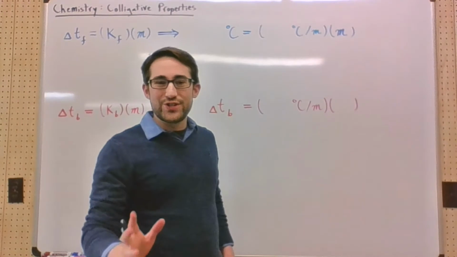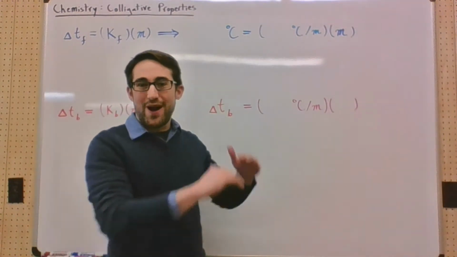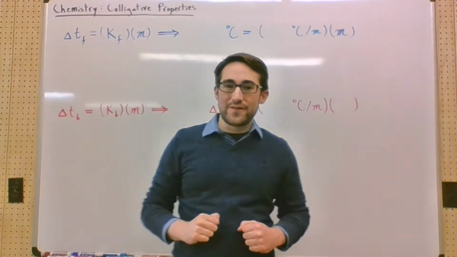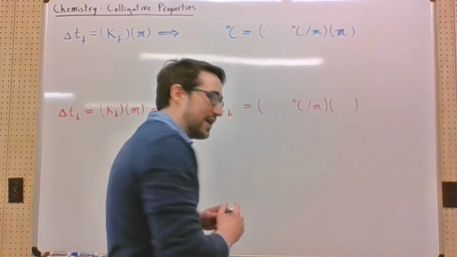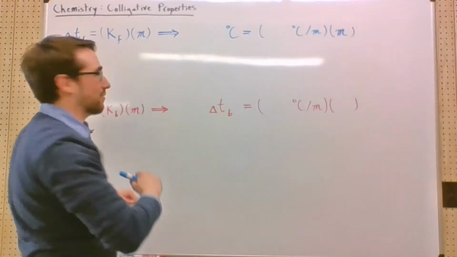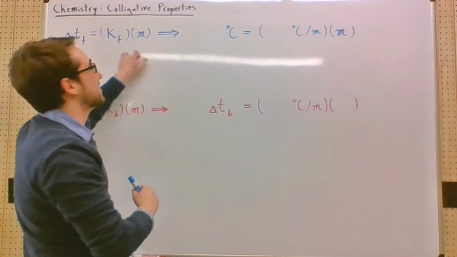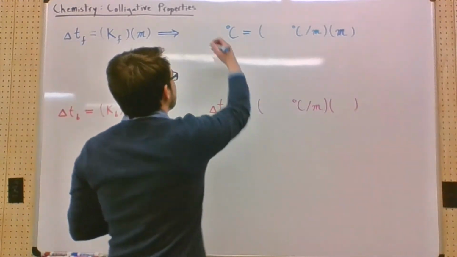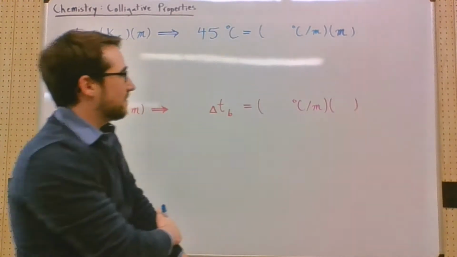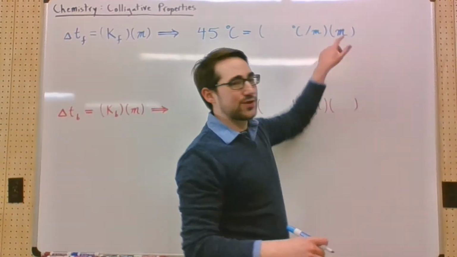For our solution of ethylene glycol, we know that the freezing point has dropped by 45 degrees Celsius. That's what this delta TF is there for. So we're going to plug that information into our equation that relates our change in freezing point to how concentrated this is, using this constant here. Okay. Now we don't know the concentration. The molality is what we're trying to figure out.